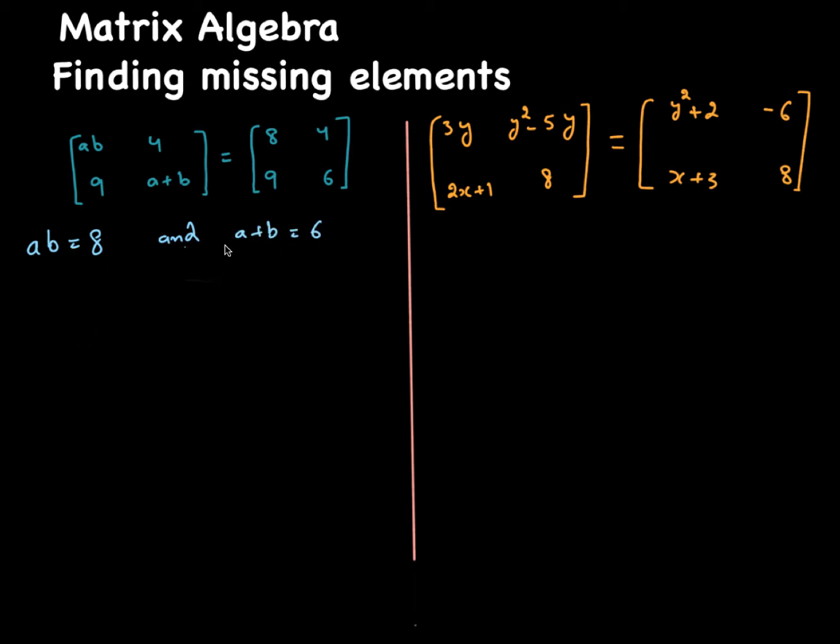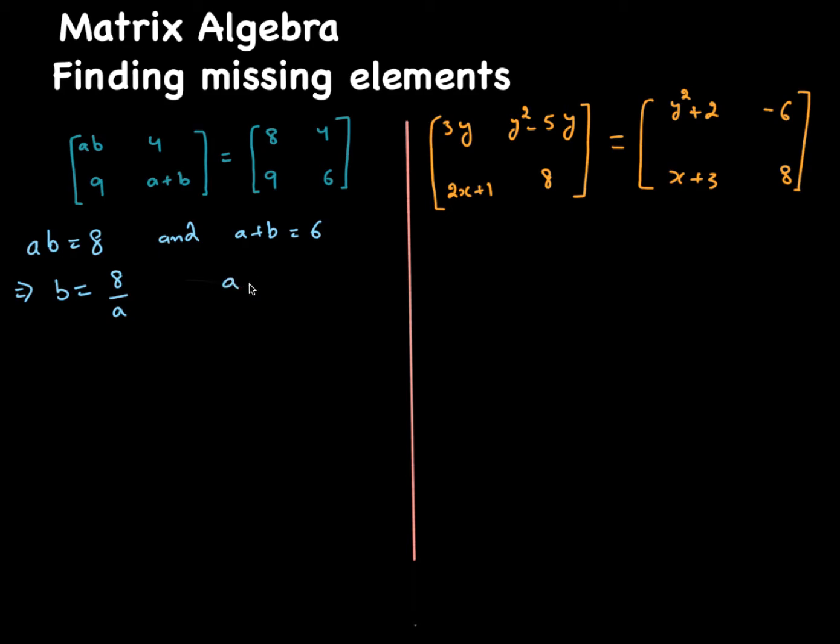So now we're gonna solve these two equations, and we're gonna find the value of A and B, and we're gonna plug those back into this matrix. Okay, so let's do it. Either we can find the value of A and plug into this equation and solve, or find B and plug into this equation and solve. Let's say this gives me B is equal to, divide both sides by A, so B is equal to 8 over A, and I'm gonna plug in this B value in this equation.